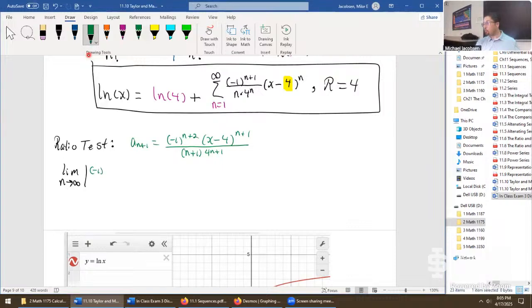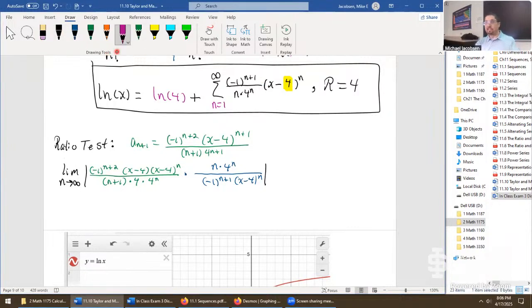In absolute value now, (-1)^(n+2). For x-4, I'll factor out one power and leave behind (x-4)^n. Down below, it's n+1. I'll factor out one copy of 4 and leave behind 4^n. Then we multiply all this by the reciprocal of the nth term from up here. So we take the reciprocal of this. n times 4^n forms the numerator. The alternating part, (-1)^(n+1), as well as (x-4)^n go down below.